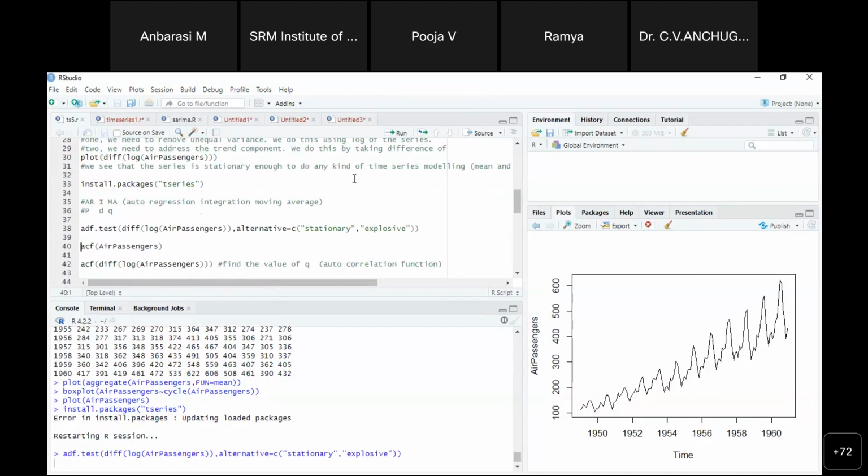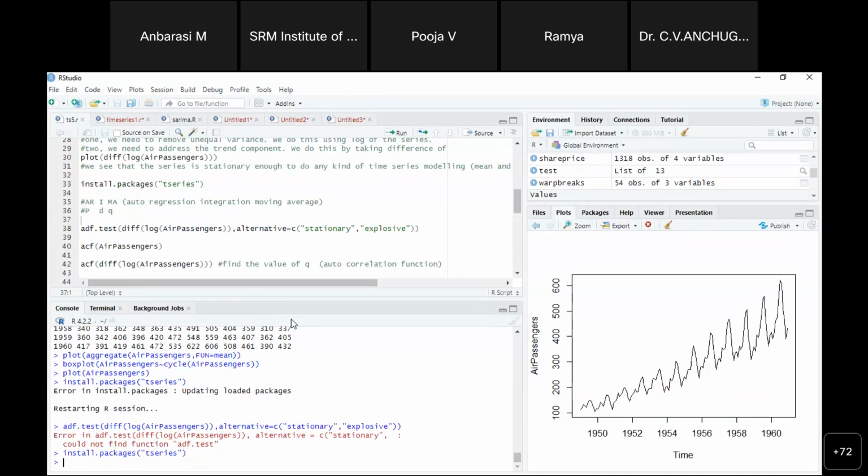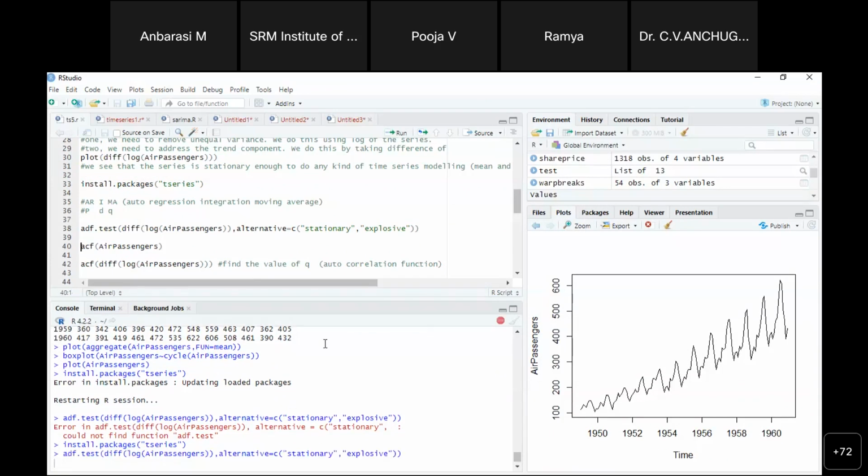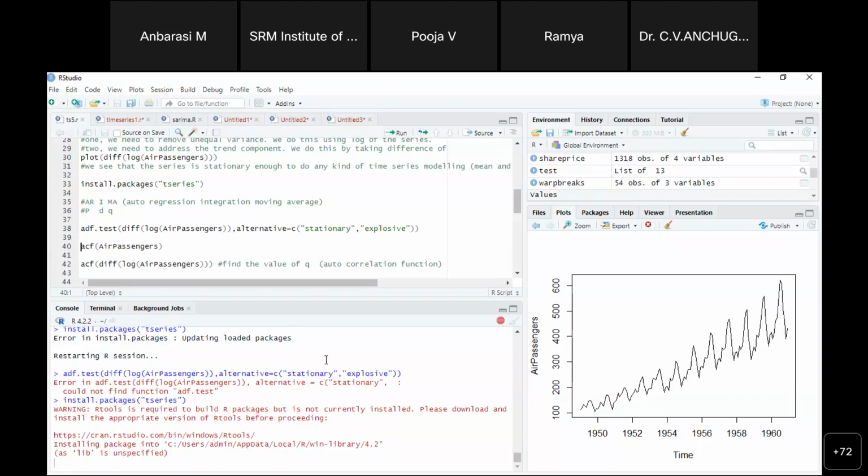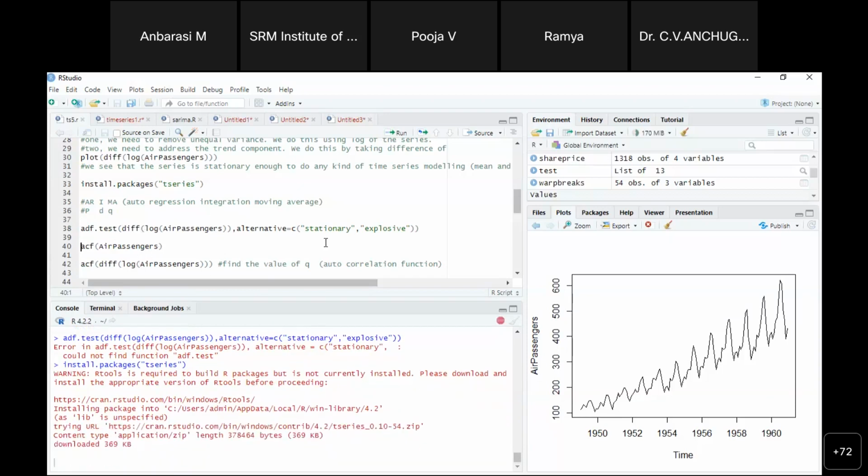So once you have installed the packages, then what you have to do is perform this ADF function. The ADF function will tell you whether the given data set is stationary or not. So if the data set is stationary, then only can we perform that particular model.